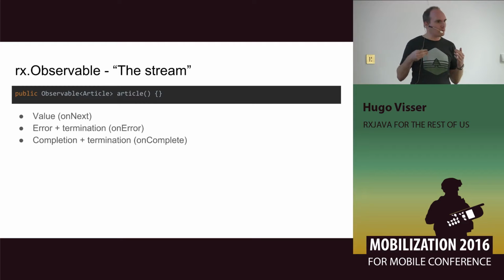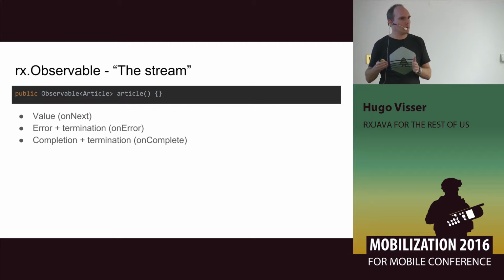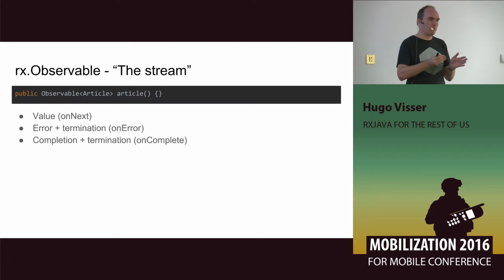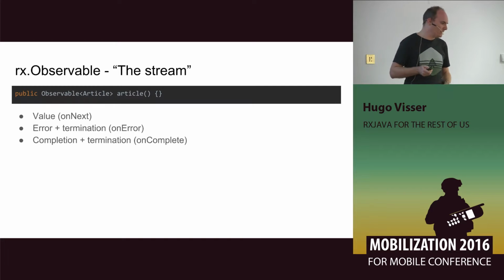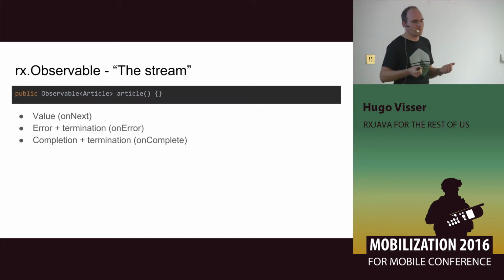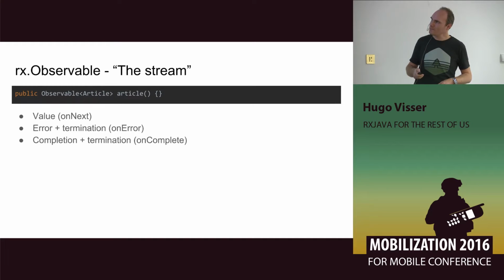There's a similar event called the completion event, which is basically completing the stream without an error. So you get this article, you get maybe one or multiple, and at some point the stream will complete and will tell you that it's complete. So that's like the basic observable 101.